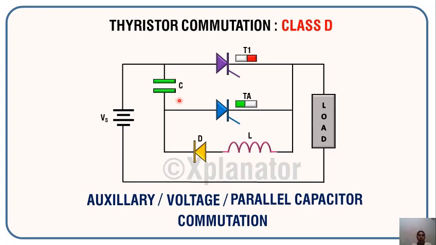So in this way, to turn off the main thyristor, we are using an auxiliary thyristor. By means of the reverse voltage applied by the capacitor, it is getting turned off. So it is called auxiliary commutation.